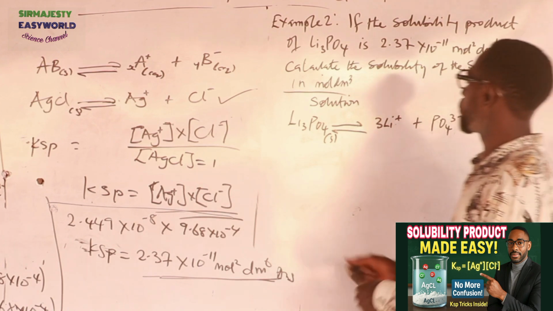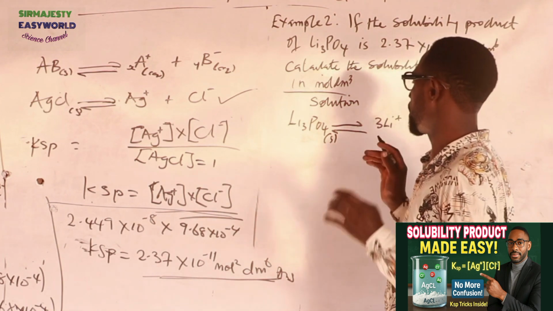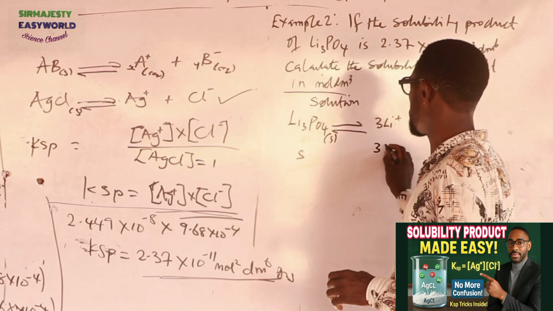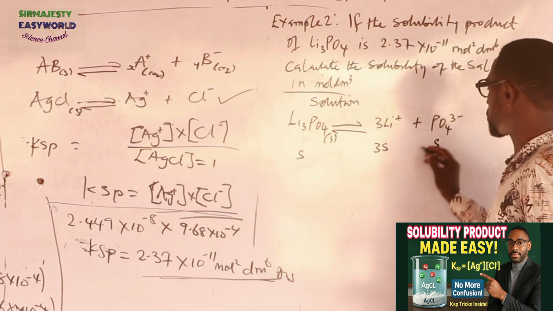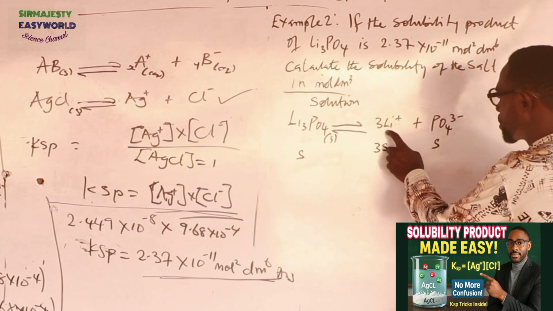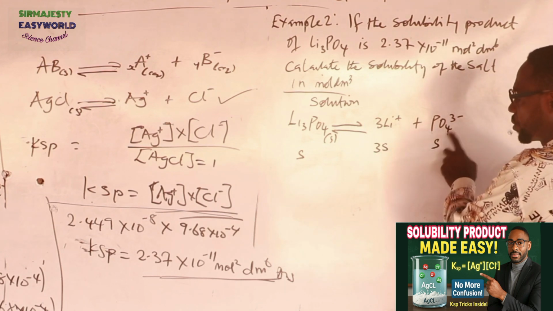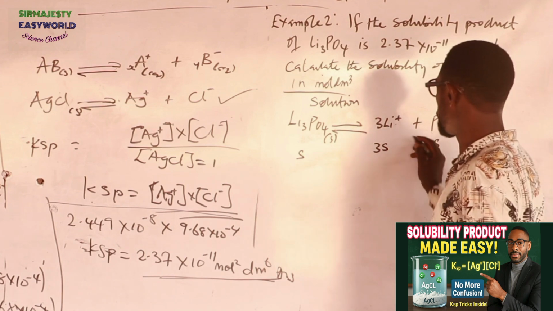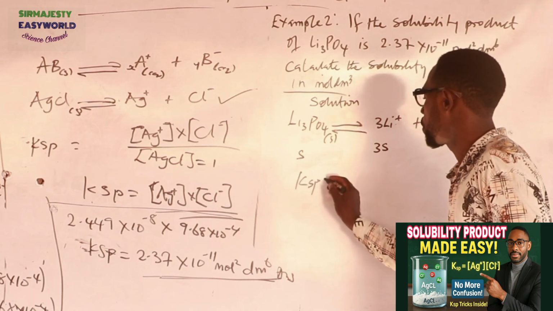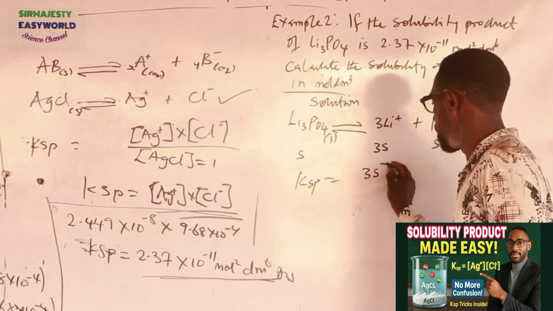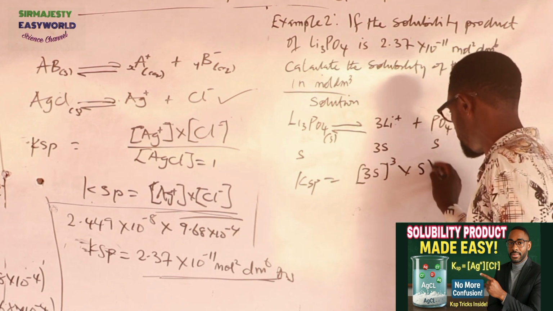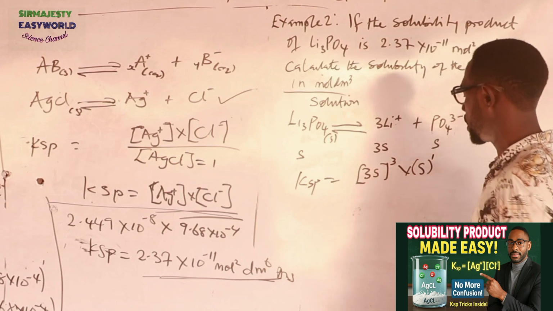Looking at this, we also establish our Ksp. Remember that this is our S, so that here will be 3S, and here will be just S. But if there is 2 here, we will say 2S. Simple. Use the S for representing the ions in charge. Alright? So in this case, we have now that Ksp will be 3S raised to the power of the coefficient 3 multiplied by S raised to the power 1.